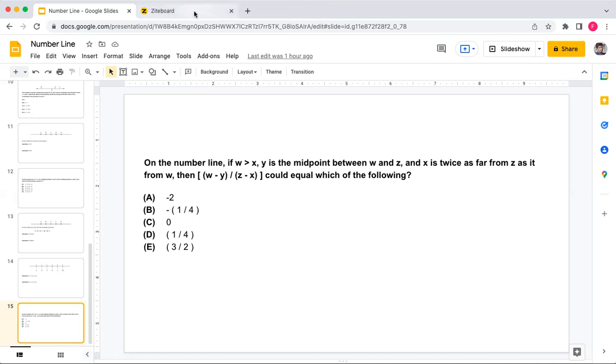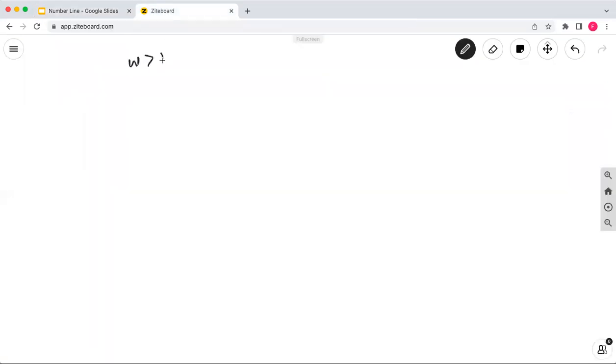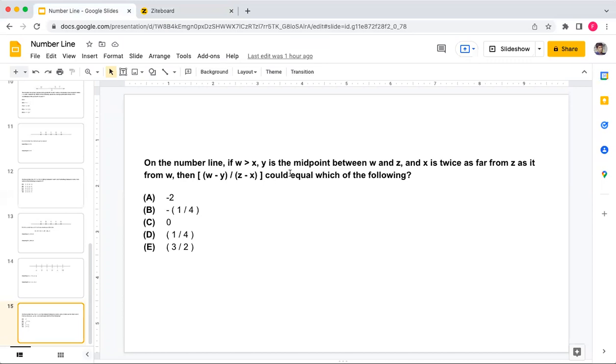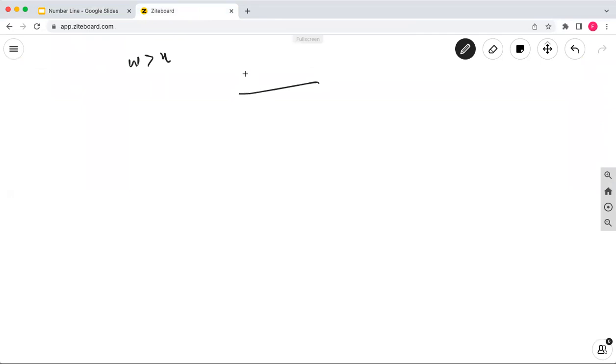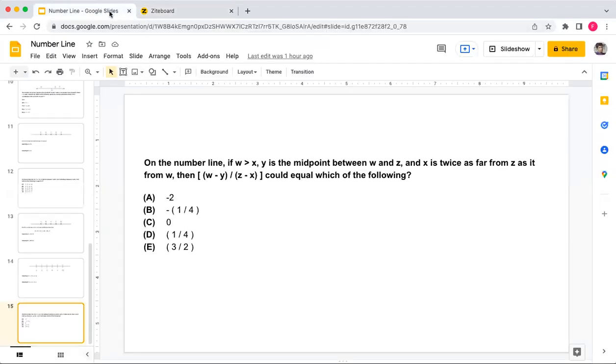Okay, so let's quickly solve this question. What we are given is that on the number line, so answer B. Okay, so one answer is B. Let's see what's the answer. On the number line, W is greater than X. Second thing is Y is midpoint between W and Z. We have W, Z, and Y is in between. And X is twice as far from Z as it is from W.